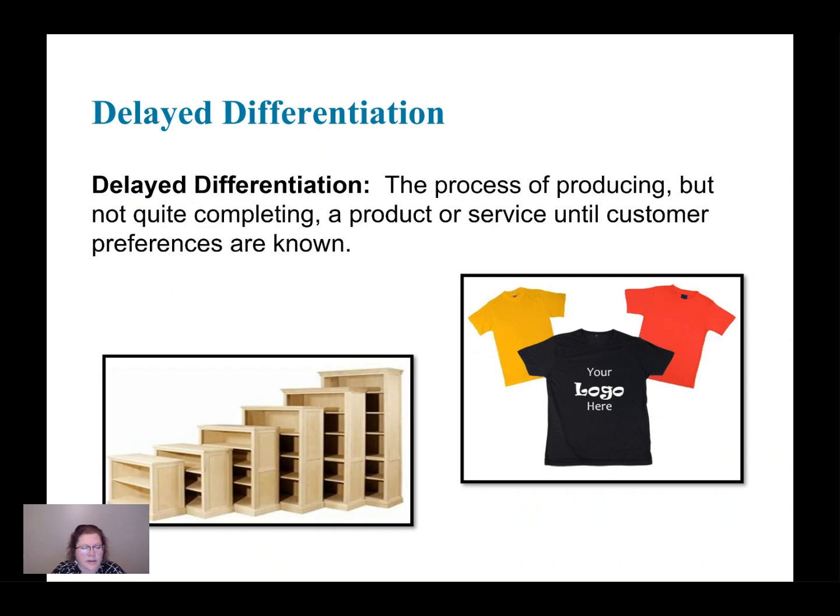So here are some options. One is called delayed differentiation. You might also hear this called postponement. This is where you take a highly standardized product, but you let the consumer do something customized at the very end of the production cycle. So in this case, you have highly standardized furniture, but you might let the customer pick a stain color or a paint color that gets applied right before delivery.